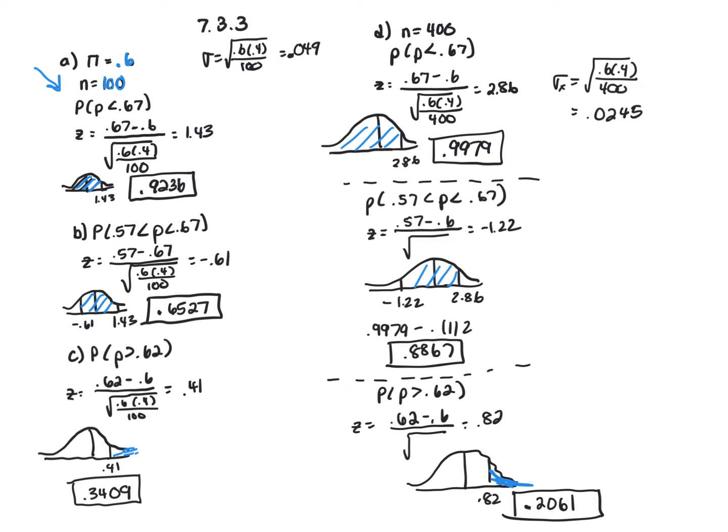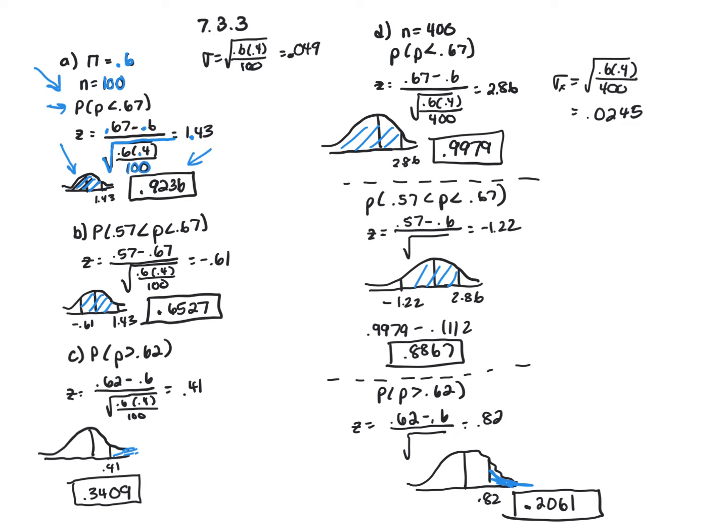Part A says find the probability that in the sample fewer than 67%. So I had to find my z, and I'm not going to repeat this every time, but your z is your p minus your pi divided by your standard error, and that's the square root of pi times 1 minus pi over the sample size, in this case 100. That gave me a z of 1.43, and I drew my picture here. I used my chart and got 0.9236.